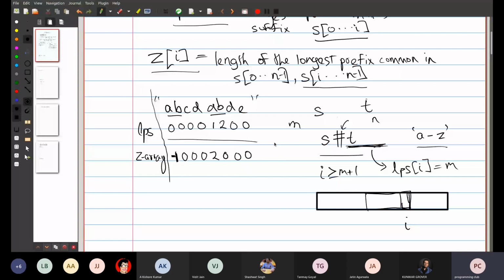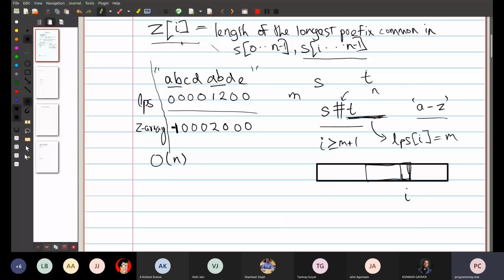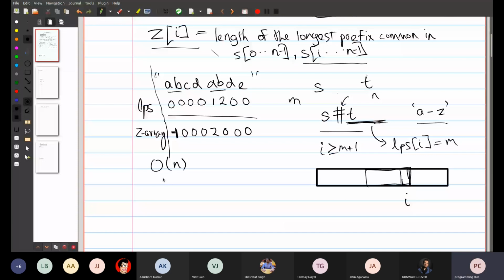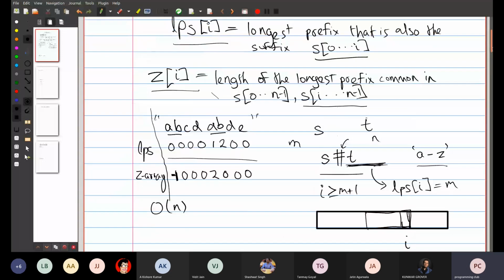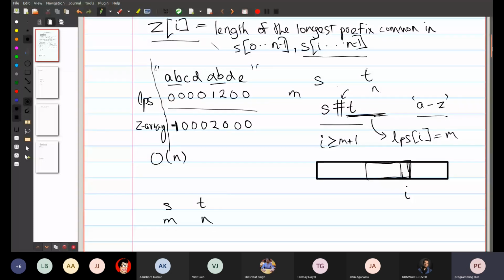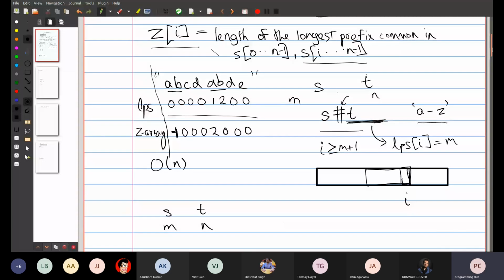Yeah, thanks. So what I was saying is LPS and Z array are pretty close, even in the way they're defined, and you can actually convert the LPS and Z array into each other in O(n). However, now we want to solve the original problem of pattern searching in text using the Z array. That means given S and T, we want to find the number of times S occurs in T using the Z array. So do you guys have any idea of how to do this? Would you like to pitch in?